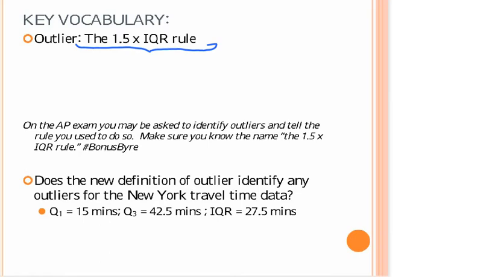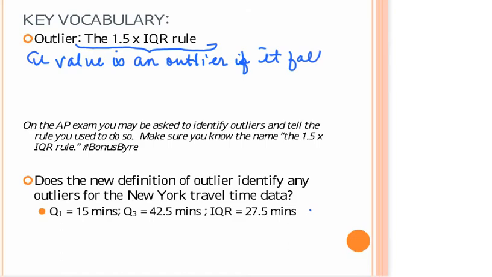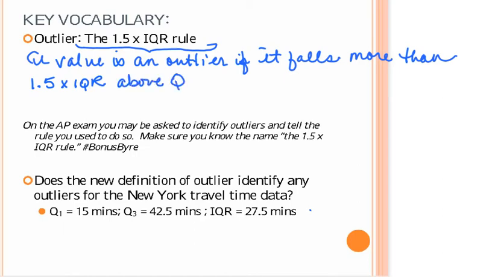And literally all it means is a value is an outlier if it falls more than 1.5 times the IQR above quartile 3 or below quartile 1.